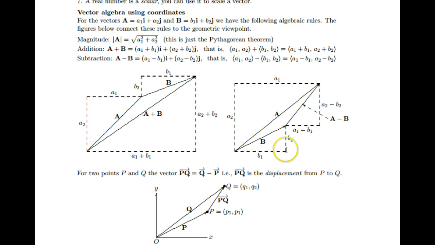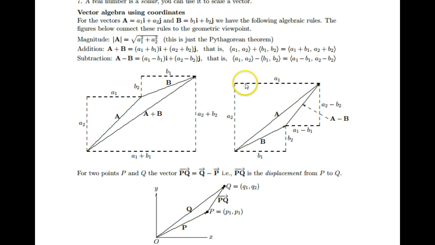If we look at this picture over here, we put the tail of A and the tail of B both at the origin, or at the same point, and our A minus B goes from the head of B to the head of A. And that makes sense, right? If you say B plus the quantity A minus B, that's going to result in vector A, right?